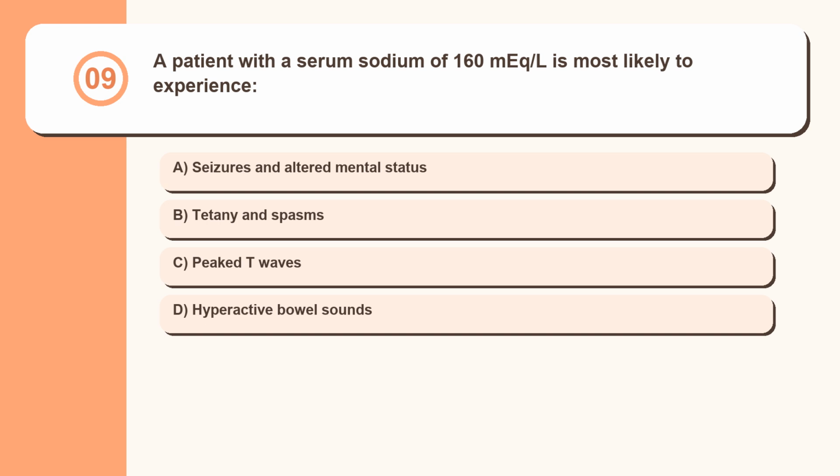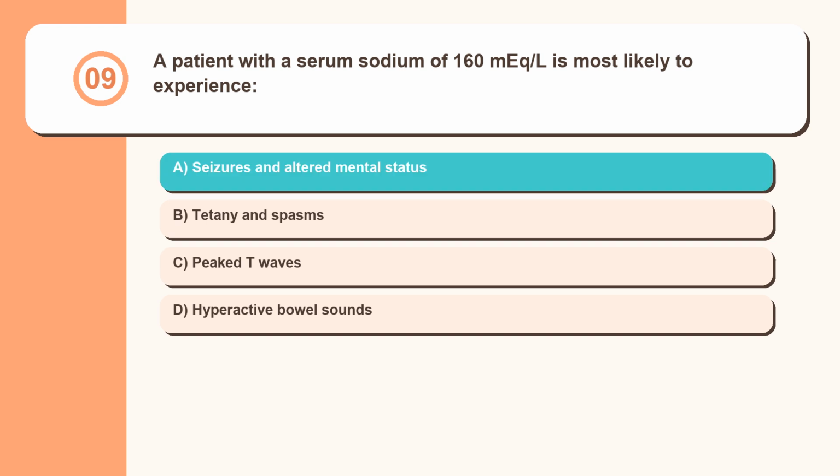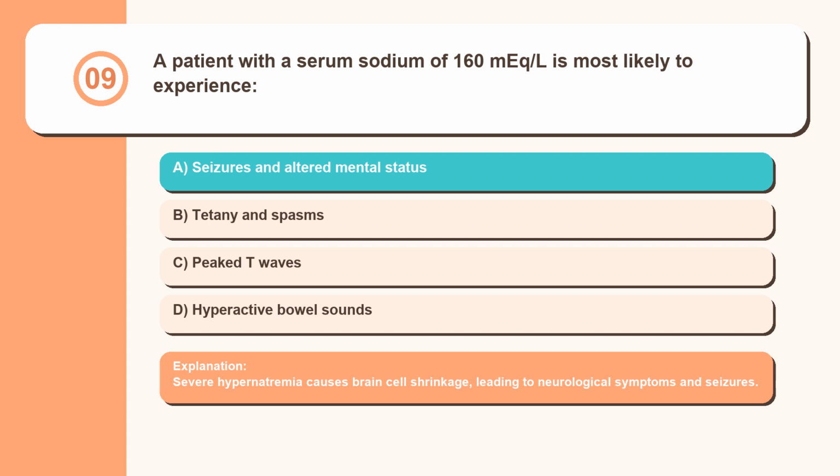Question 9. A patient with a serum sodium of 160 milliequivalent/L is most likely to experience seizures and altered mental status, tetany and spasms, peaked T waves, hyperactive bowel sounds. Severe hypernatremia causes brain cell shrinkage, leading to neurological symptoms and seizures.